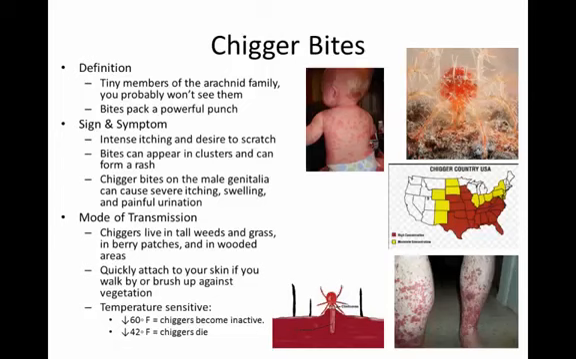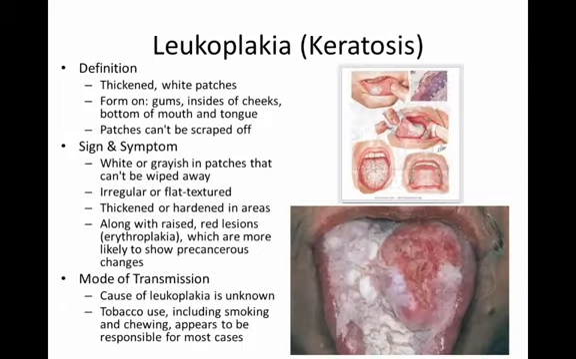Modes of transmission: chiggers live in tall weeds and grass, sometimes in berry patches and in wooded areas. These chiggers quickly attach to your skin if you walk by or brush up against vegetation. They are temperature sensitive, so if the temperature is below 60 degrees Fahrenheit, the chiggers become inactive. If it's below 42 degrees Fahrenheit, chiggers die. We can see that chiggers live mostly in the southern part of the United States. Texas is among that.